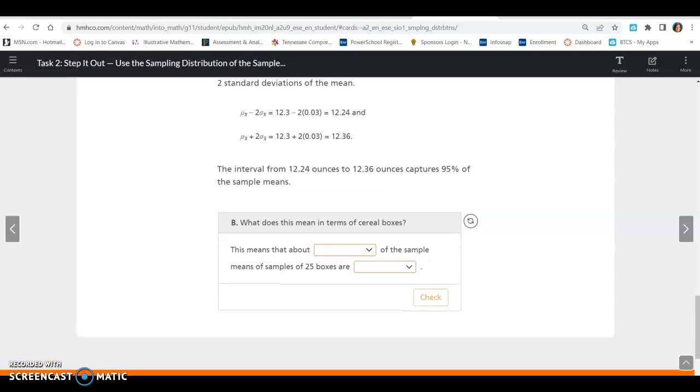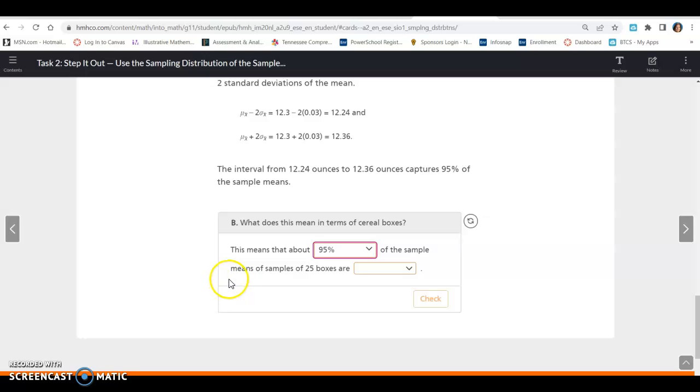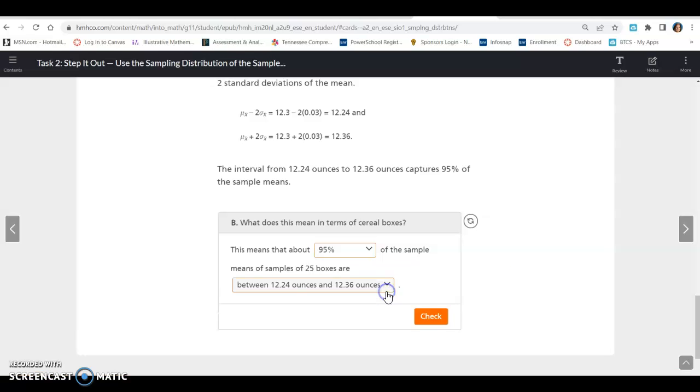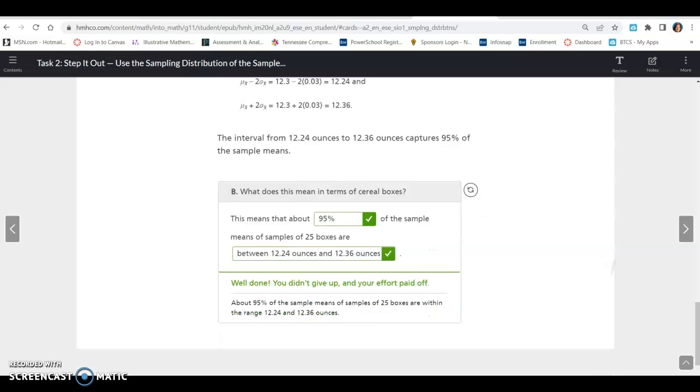What does this mean in terms of cereal boxes? All right, so this means about 95% of the sample means of samples of 25 boxes are between 12.24 and 12.36 ounces.